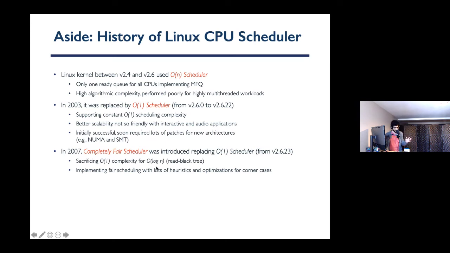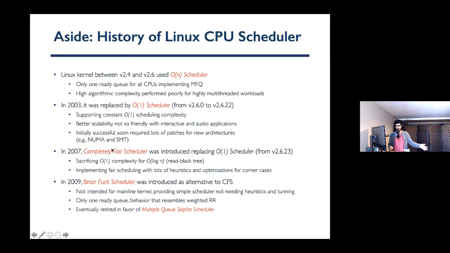So that's what we sacrificed, but it achieved fairness, which was important at that time, and got rid of all the heuristics that were made in O(1). It made a better investment in fairness by sacrificing the complexity. And so far, it has been completely fair. It hasn't changed ever since.